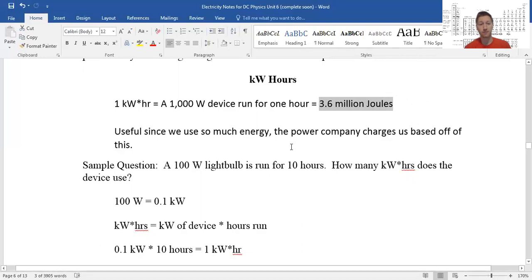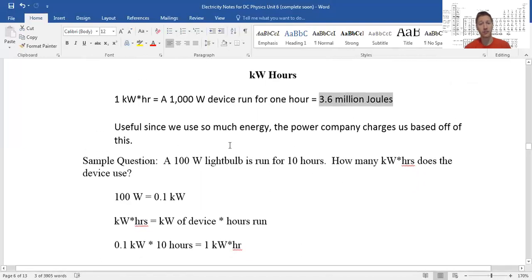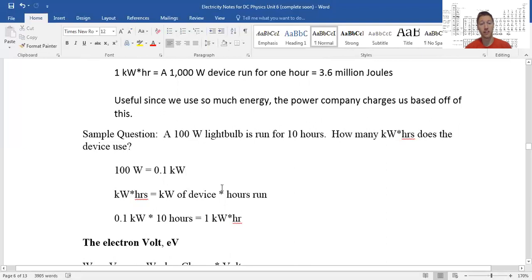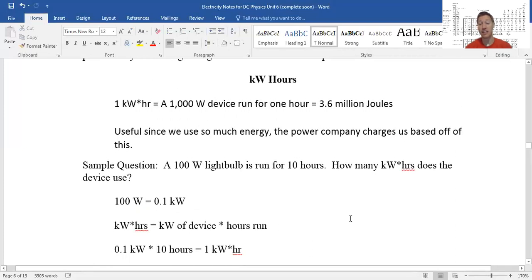So an example of this would be, what if you have a 100-watt light bulb run for 10 hours? How many kilowatt hours does this use? Well, you've got to turn the wattage into kilowatts. So that's divided by 1,000. 100 watts is 0.1 kilowatts. The kilowatt hours is just kilowatts of the device times hours run. So we have a 0.1 kilowatt device running for 10 hours. That is 1 kilowatt hour. Here in Nebraska, that costs you about 10 cents.